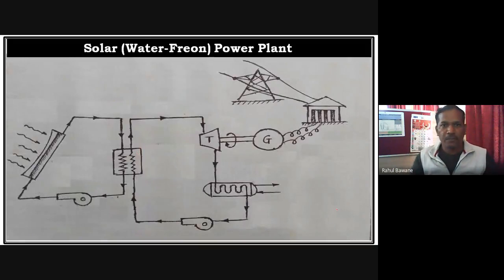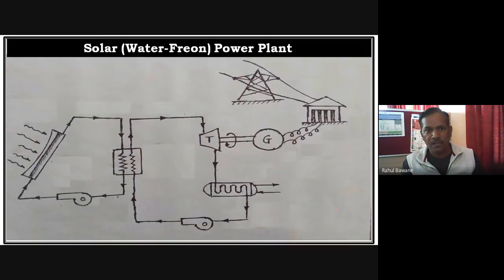Next is a solar power plant, and here I have chosen a solar power plant which is the water-freon kind of solar power plant. So freon is a refrigerant actually. It is a refrigerant which gets vaporized at room temperature itself. Okay. So we observe that we normally use a water solar heater, but water itself boils at 100 degrees centigrade. So if we want to generate steam, high pressure steam, then this solar collector or solar water heater is not enough to run the turbine.